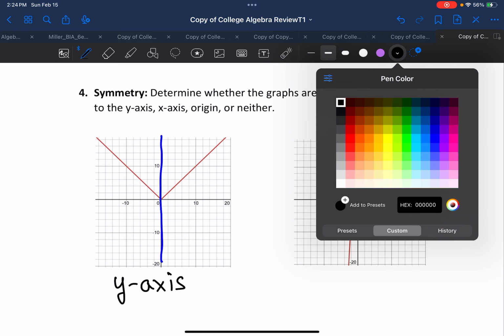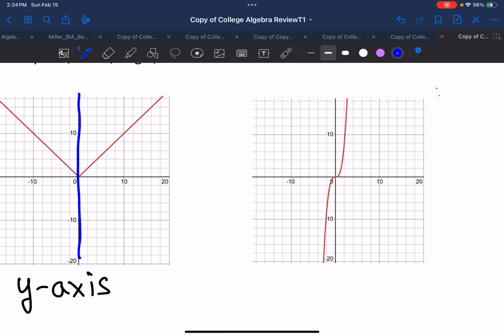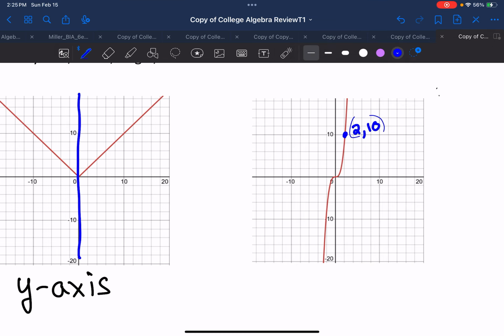The next one is symmetric about the origin. And I can tell that because if I look at a point, say this point here, which looks like it's 2, 10, because it's counting by 2s, 2, 4, 6, 8, 10. So that point is 2, 10. And if I look and try to find -2, -10, it would be on my graph. And all the points would be like that.